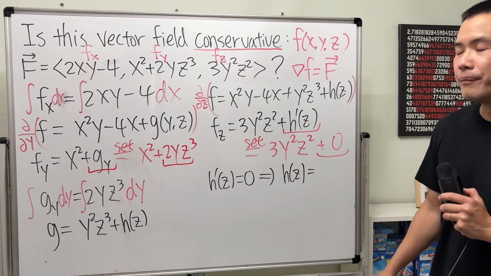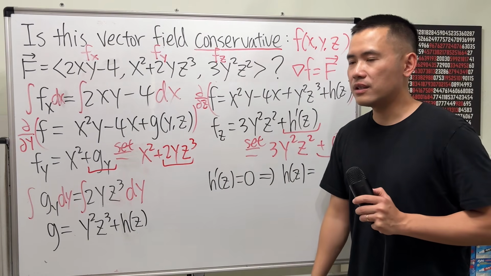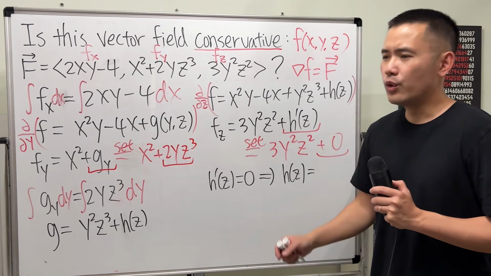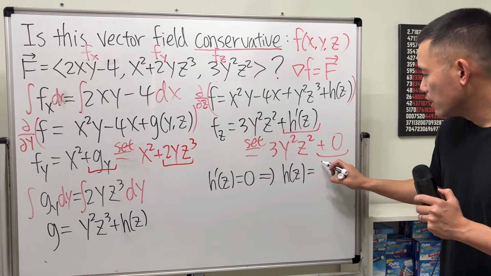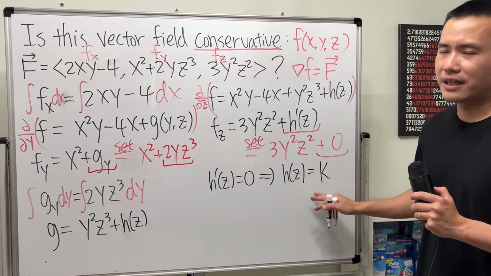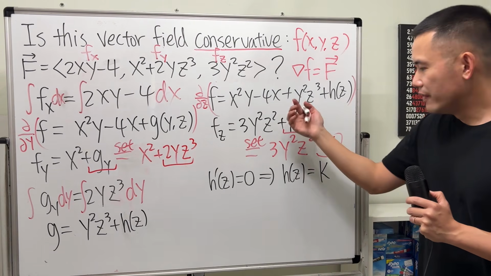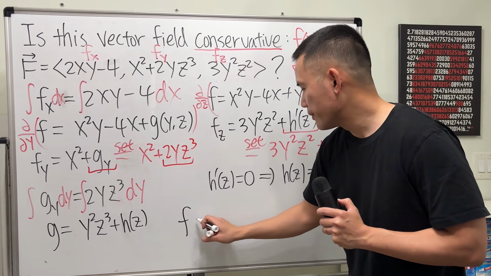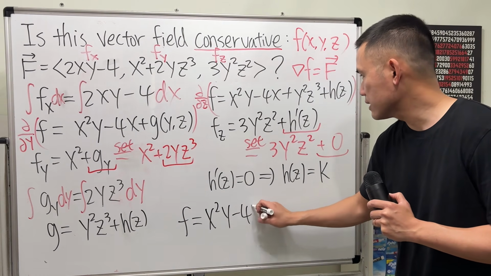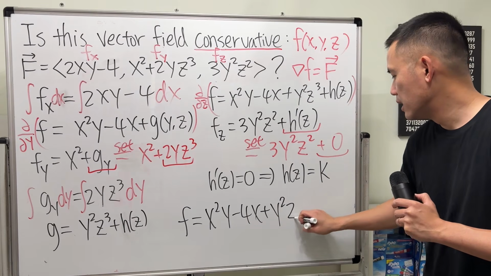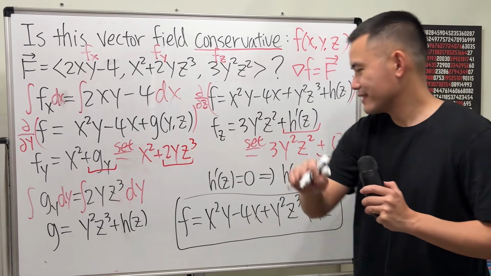But right here, I'm not going to put on c, because when we're dealing with line integrals, we'll be talking about curves, and that will be the c. So for this, we'll use k for the regular constant. And that's pretty much it. I just have to put this back here, then we can see our function is equal to x squared y minus 4x plus y squared z cubed plus k. That's it.